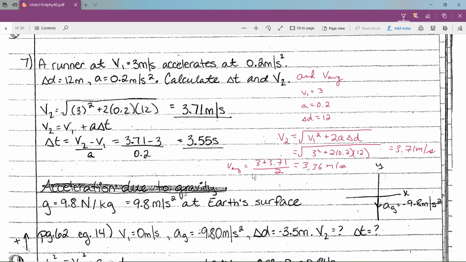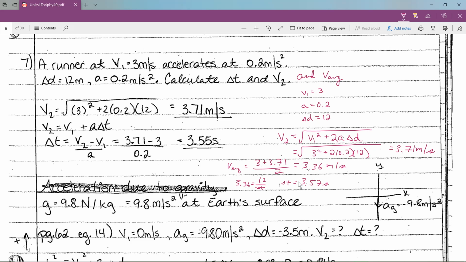Or now that I know what V average is, I know that V average, 3.36, is delta D, 12, over delta T. So delta T is 12 divided by 3.36, and I get 3.57 seconds. So we're just rounding off a bit. Close enough. I couldn't tell the difference. I bet you couldn't either. Maybe you could. So either of those methods will work.